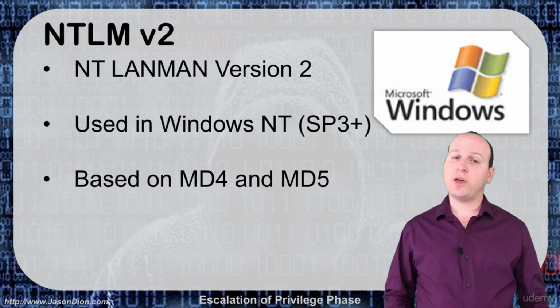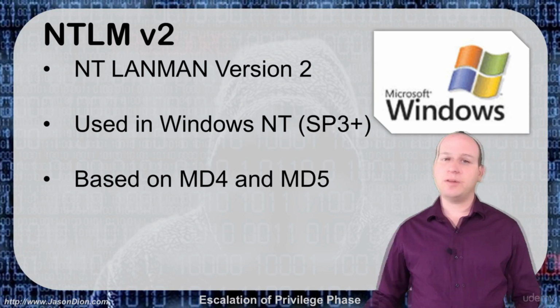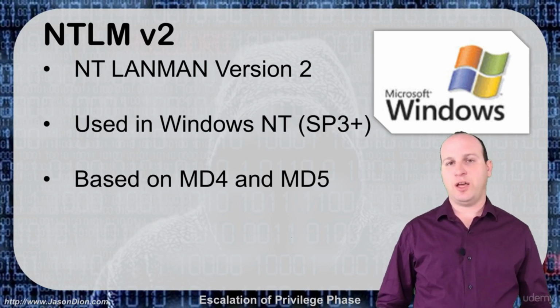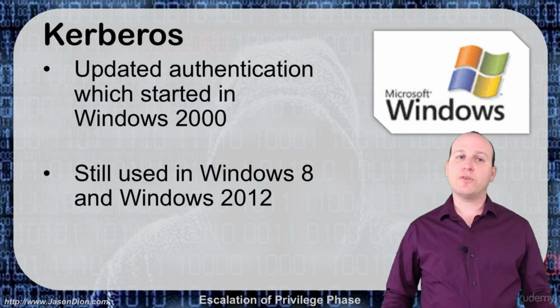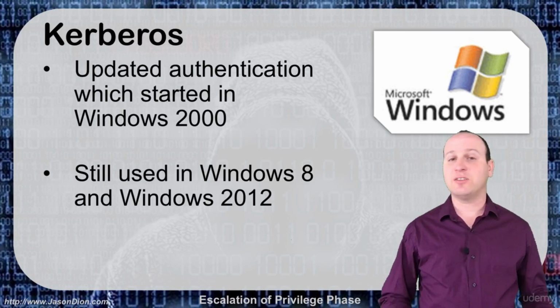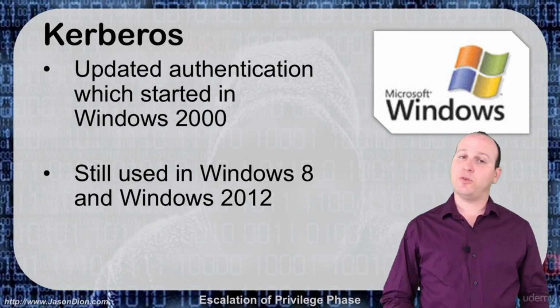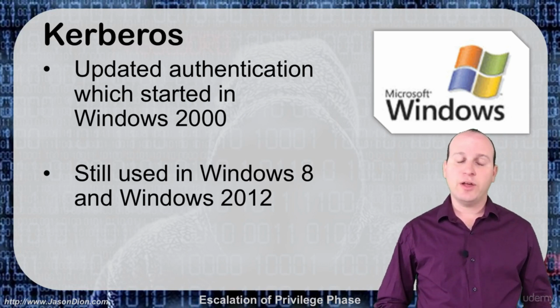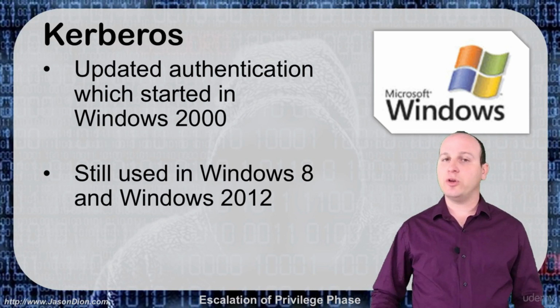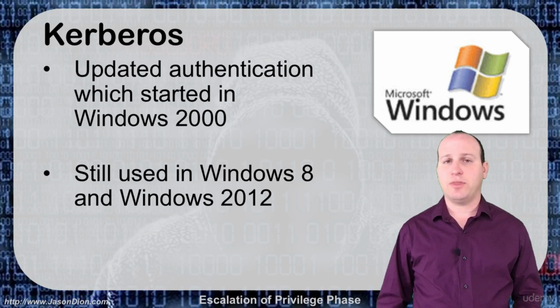NTLM version 2 is NT LanMan version 2. It was used in Windows NT Service Pack 3 and beyond. It was a replacement for the NT LanMan that had become old and antiquated. The newer version is Kerberos, which was started in Windows 2000 and is still in use today. It was used in Windows 8 and Windows 2012. Windows 10 has moved on to a different system, but up through Windows 8 and Windows 2012, Kerberos was still what is being used, so it's one of the more modern authentication methods.